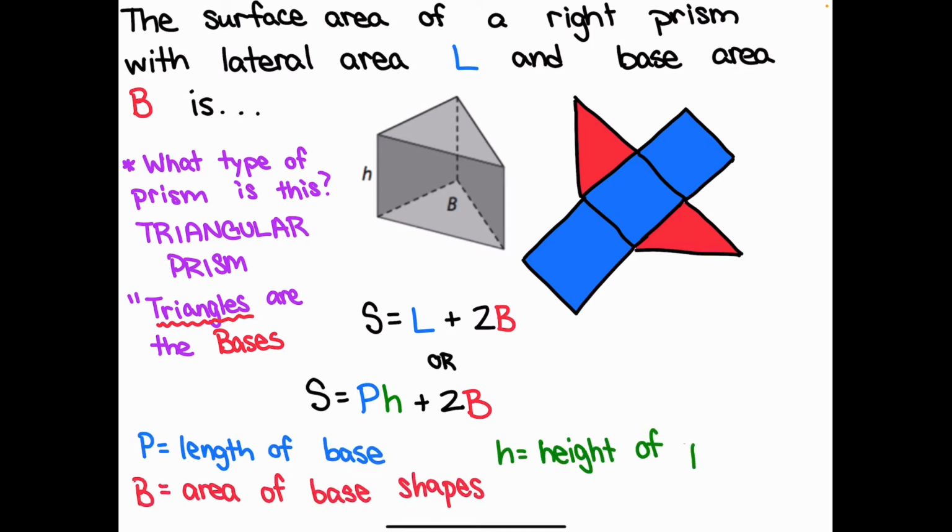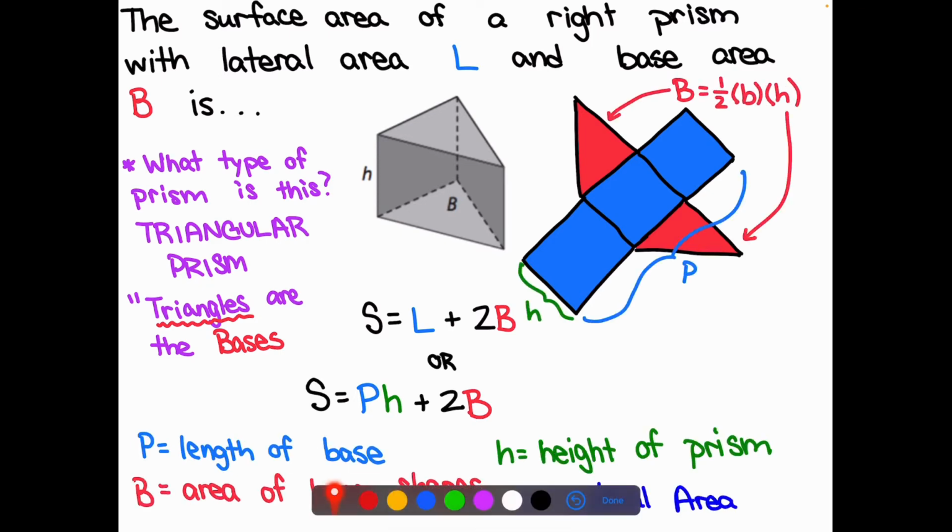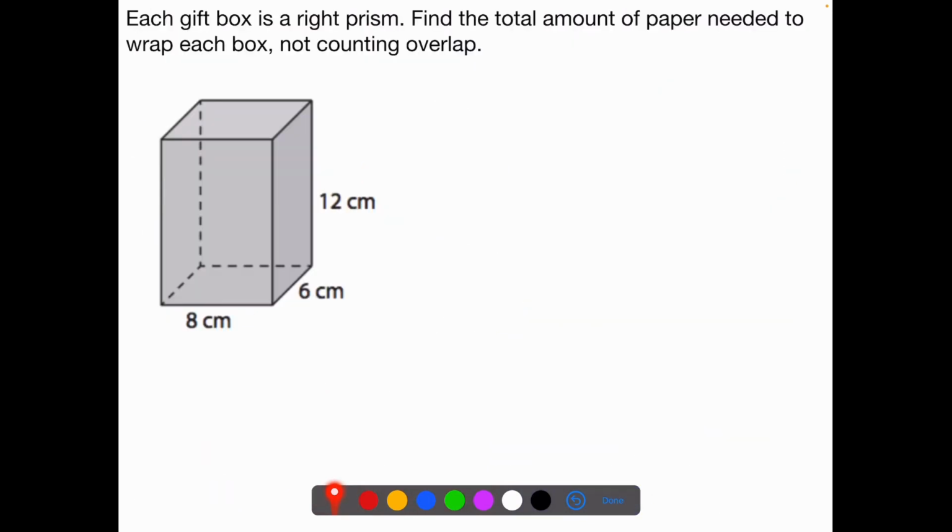Again, for our variables, P is the length of the base, H is the height of the prism, B is the area of the base shapes, and L is the lateral area. In this case, since the base shapes are both triangles, the area of the triangle, big B, is equal to 1/2 base times height. So keep in mind, it changes based upon whatever shape we're dealing with.